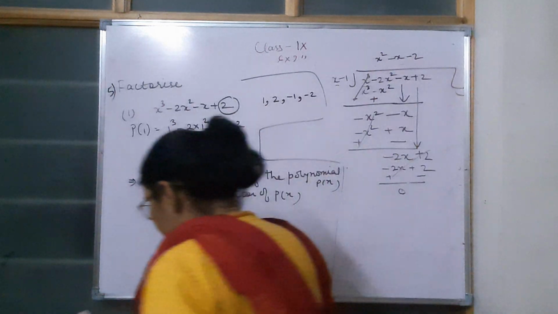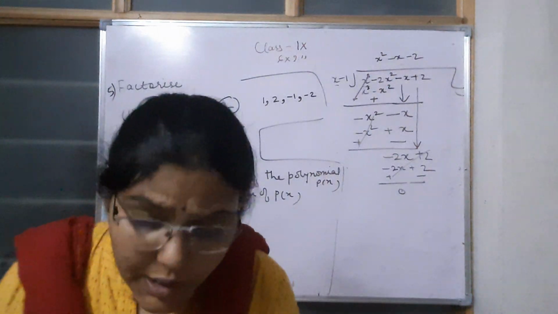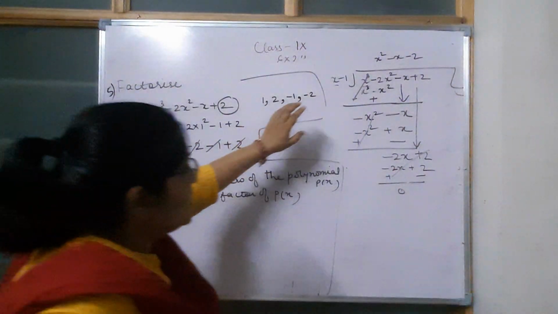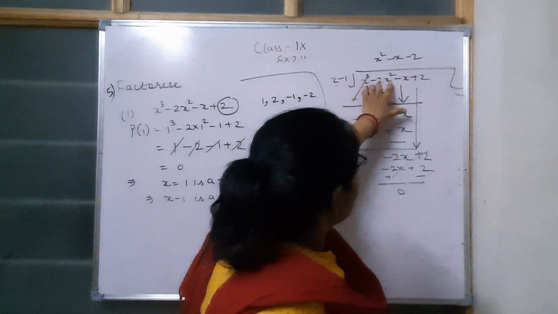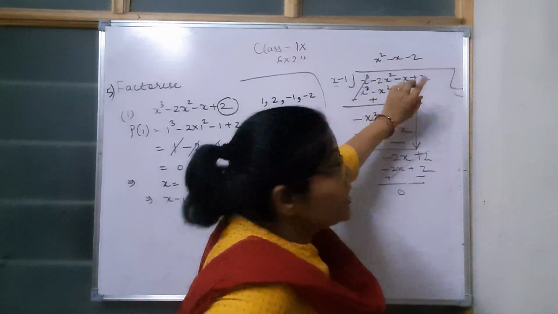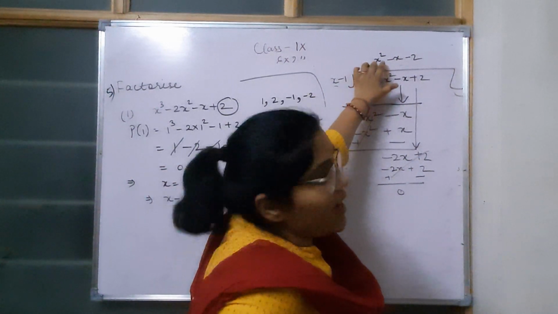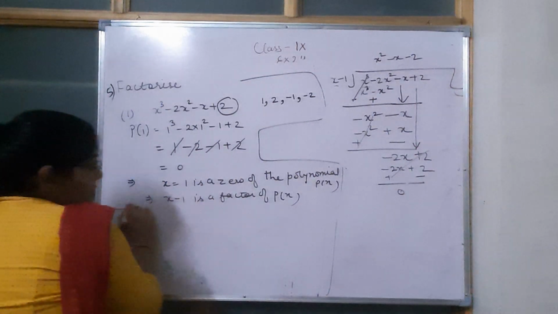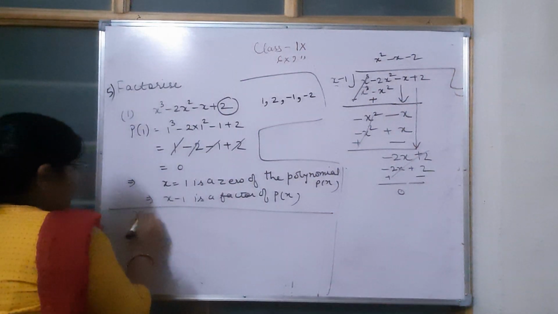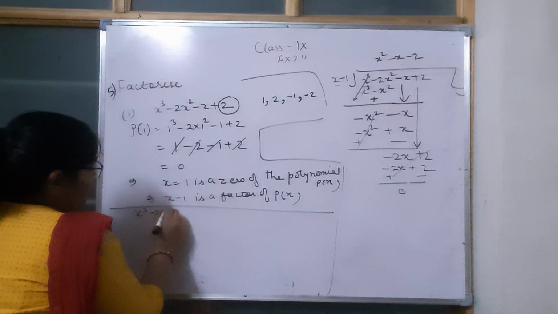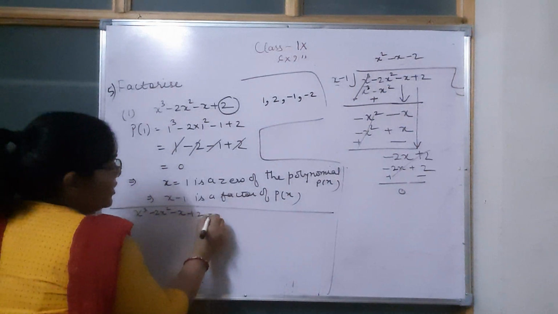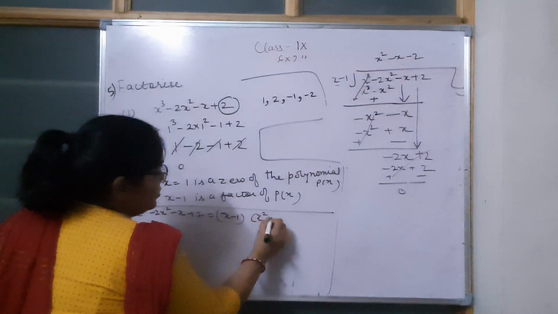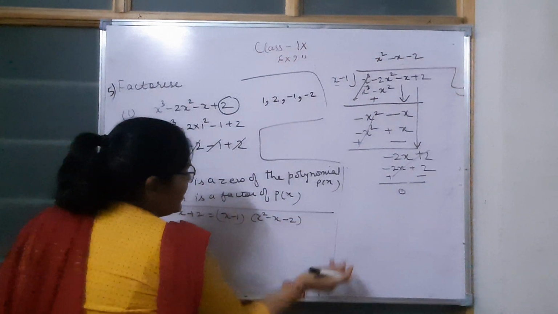Alright, so just look here. As you know, dividend is always equal to divisor into quotient. Just look here. x cube minus 2x square minus x plus 2, its two factors are x - 1 and x square minus x minus 2. It means this dividend, x cube minus 2x square minus x plus 2, can be written as x - 1 into this, plus remainder 0.